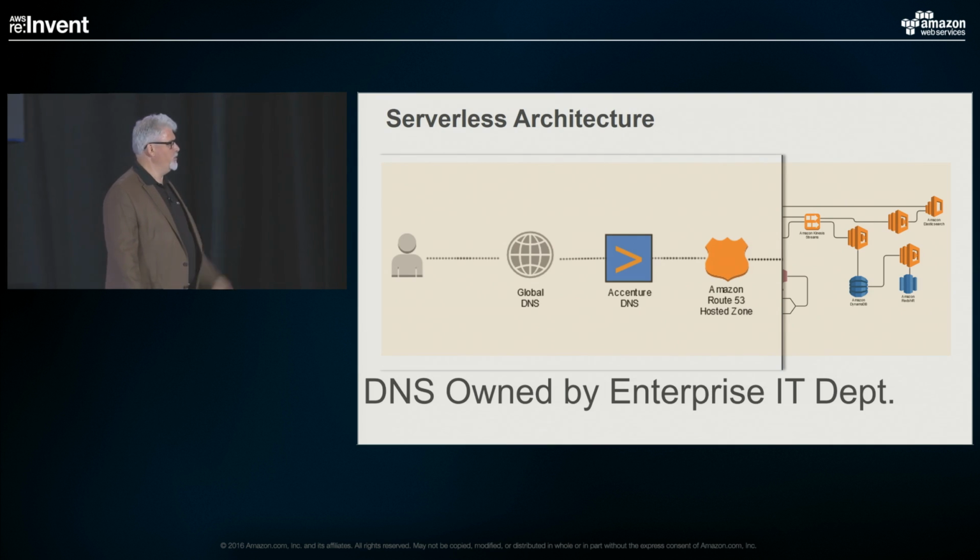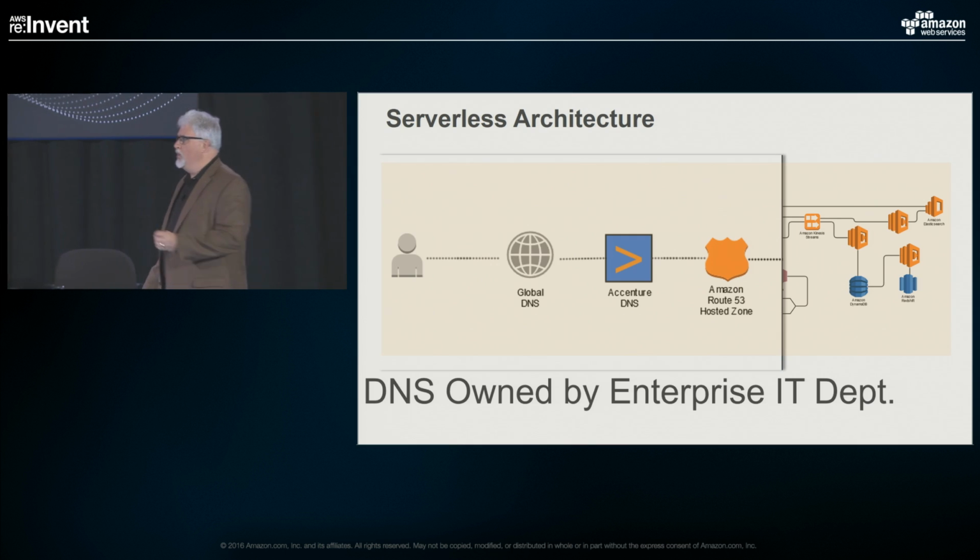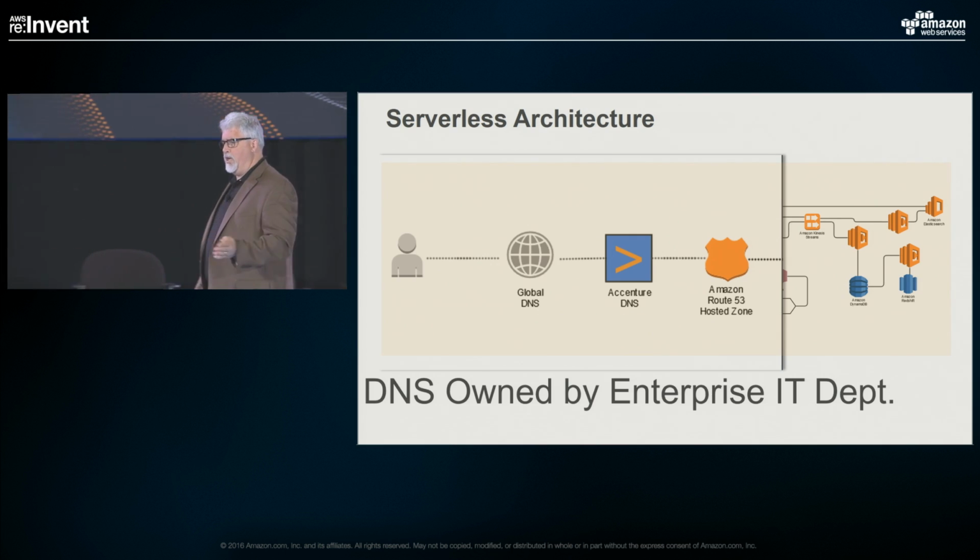Those CNAMEs push out to our Route 53 implementation. And it's at that point that we gain complete control. So we can do anything we want. We can point it to any endpoint we want.